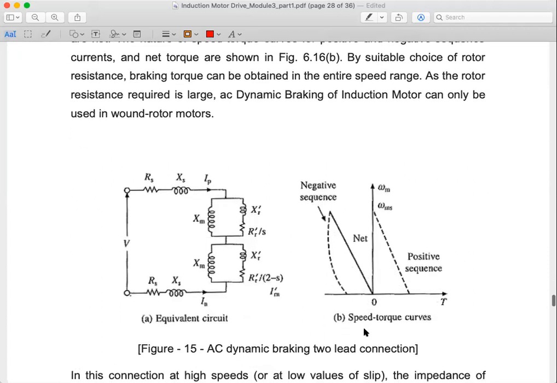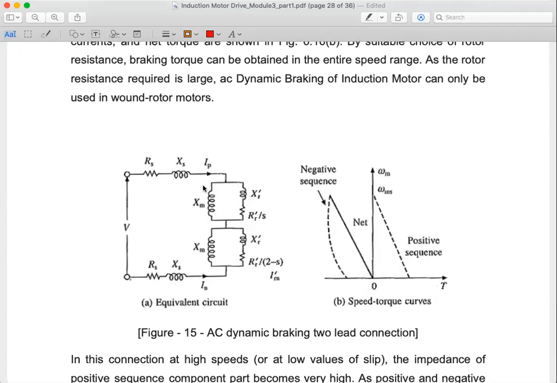Now let's draw the equivalent circuit. This part, if you see, is the positive sequence component. In an induction motor, what do we have? We have RS, the stator resistance, the stator reactance, and this part, the rotor reactance referred to the stator, and the rotor resistance referred to the stator, which is RR dash by S, and this is XM. So this part we had drawn for the equivalent circuit of the induction motor.